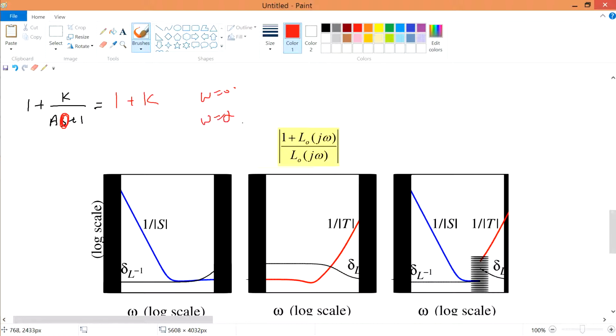Now if the frequency equals infinity, if this is infinity plus 1 divided by k, this whole thing is 0, so we are left with 1. So as you can see, if the frequency is equal to infinity, it is k times smaller. So it's 1 plus k and 1.